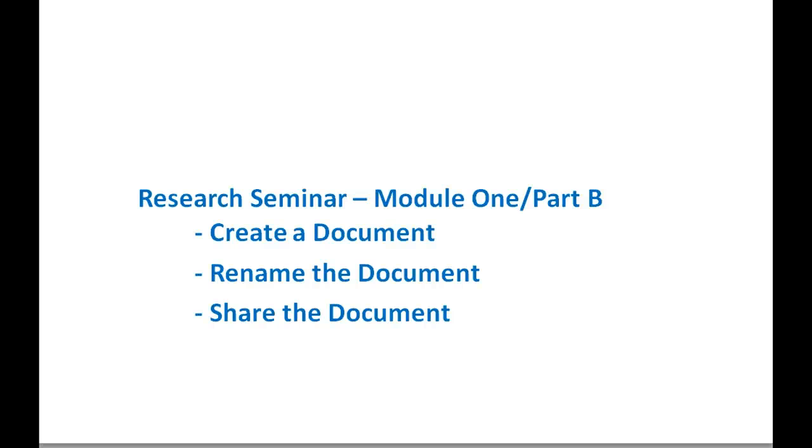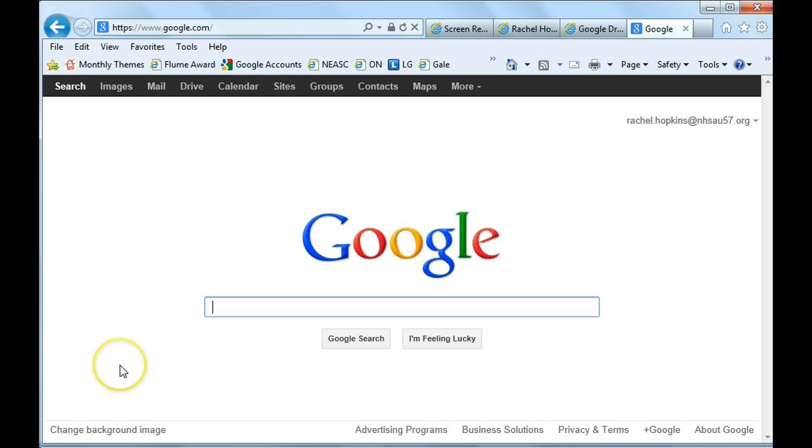In Part B of Module 1, you are going to learn how to create a document in Google Drive, rename it, and then share the document. So when you first log in, you will have a black bar up here at the top, and it can vary depending on, as Google learns how you use it, what will be there.